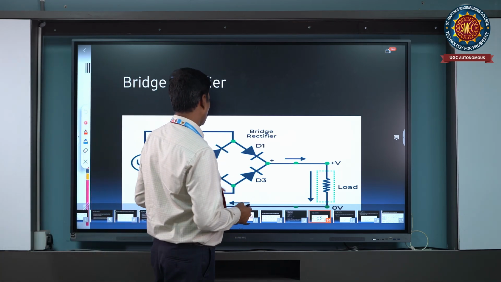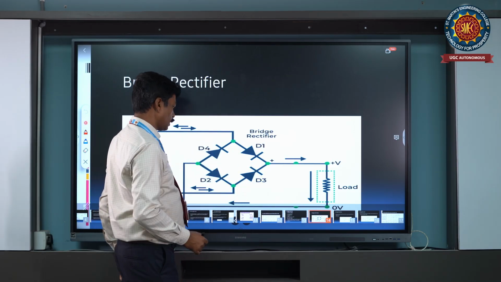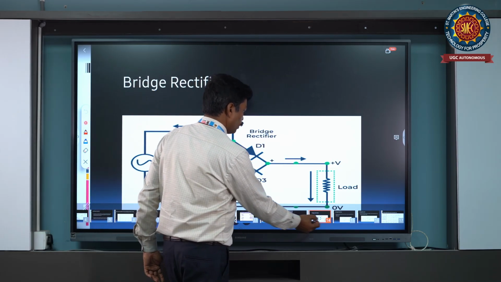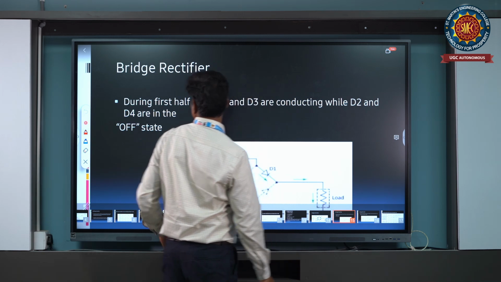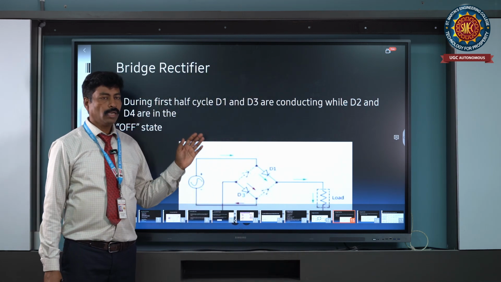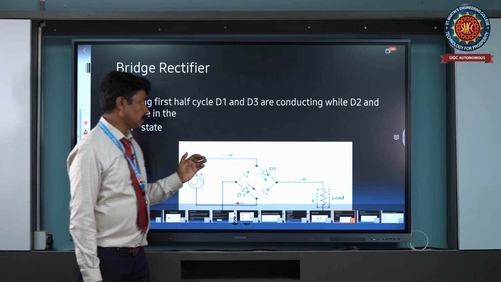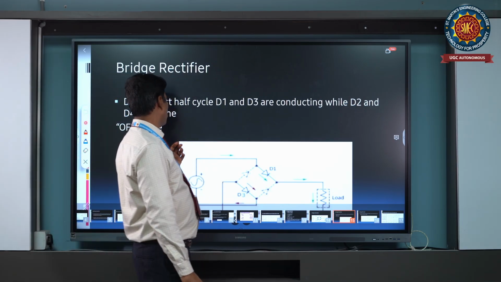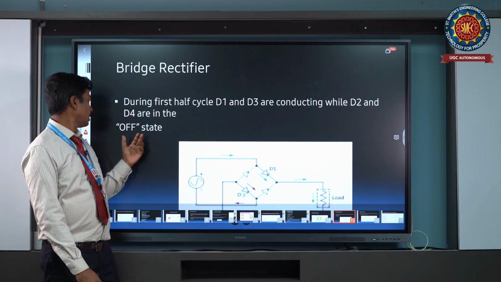Then it uses four diodes. Diodes 1 and 2 are forward biased. During the first half cycle, D1 and D2 conduct, while D3 and D4 are in the off state.